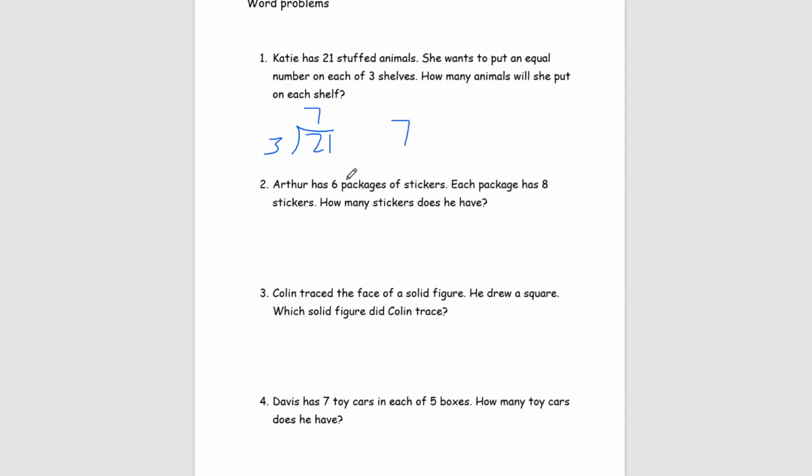Number 2, Arthur has 6 packages of stickers. Each package has 8 stickers. How many stickers does he have? This one's telling us he has 6 packages, and since each package has 8, that tells us we have to do 6 times 8. And if you know your times tables, then we know that 6 times 8 is just 48. So that's our answer.